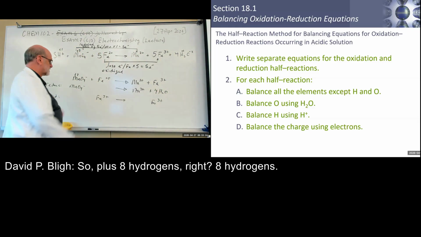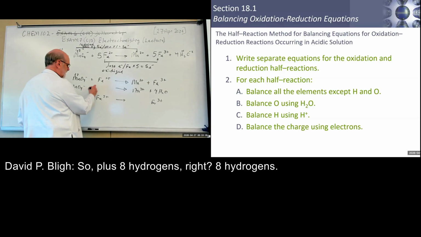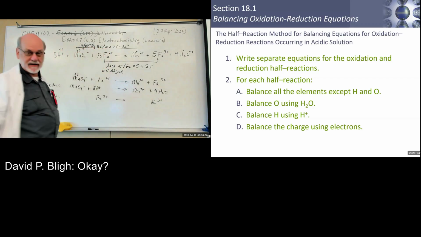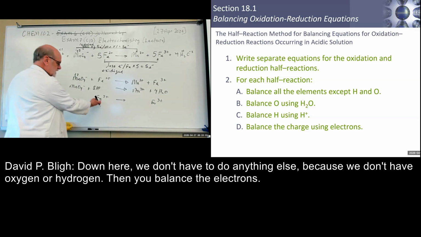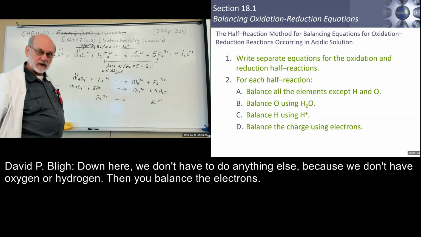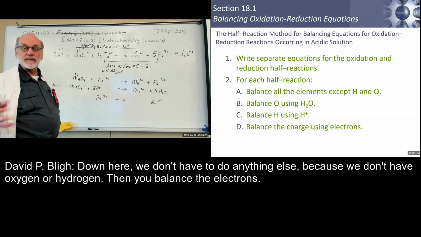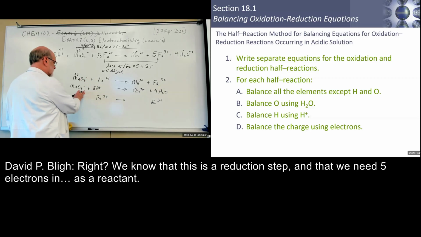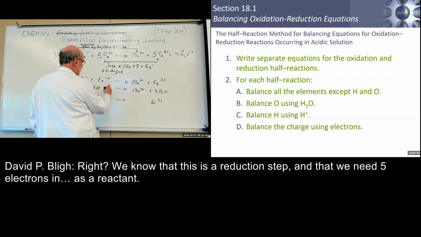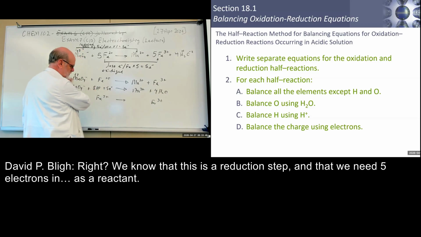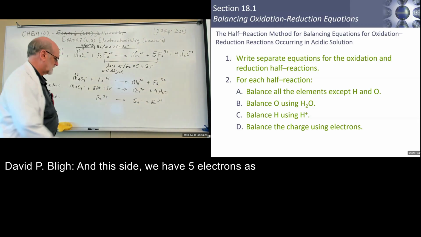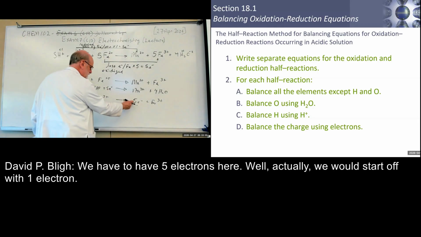Then we balance the hydrogens. So plus 8 hydrogens, right? 8 hydrogens. Okay. Down here, we don't have to do anything else because we don't have oxygen or hydrogen. Then you balance the electrons, right? We know that this is a reduction step and that we need 5 electrons in as a reactant. And this side, we have 5 electrons, we have to have 5 electrons here.